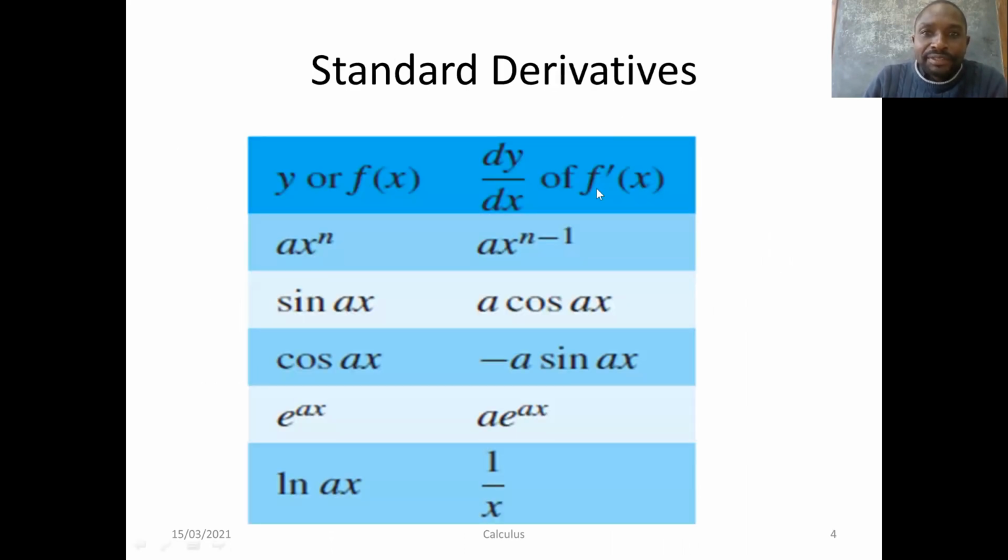The table here shows the standard derivatives, which were discussed in lecture number 1. We did understand that the derivative of ax to the power n is always anx to the power n minus 1. The derivative of sine ax is always a cos ax. That of cos ax is minus a sine ax. And the derivative of an exponential function e to the power ax is always a e to the power ax. And that of ln x is always 1 over x.